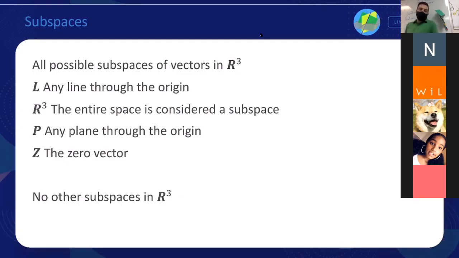Okay, the only subspaces in R3 are lines through the origin. There are infinitely many, right? Infinitely many lines or infinitely many planes to choose from, but four main categories: the line through the origin, the plane through the origin, the entire space itself, the zero vector.